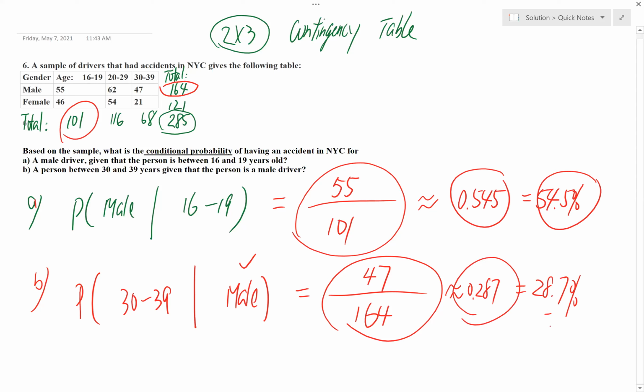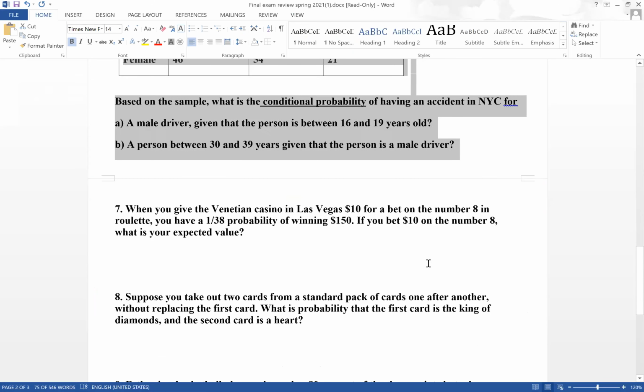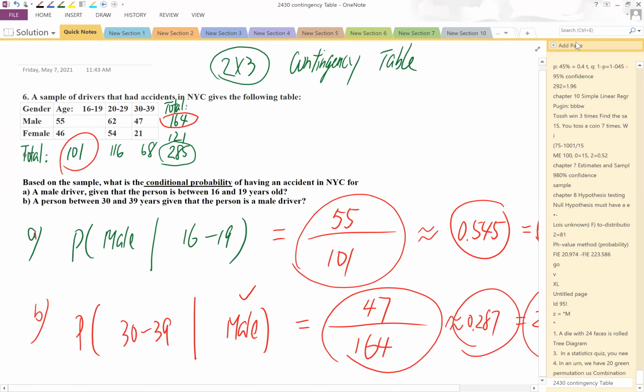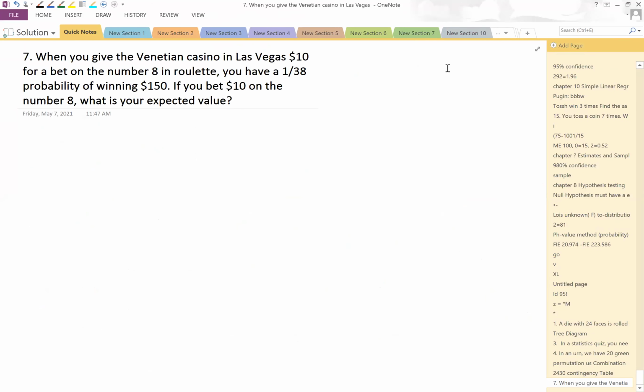All right. So this is question 6. And then let's move on to question 7 about expected value. And this has to do with one of the games in the casino. And that basically gives us an idea of your odds in terms of playing any one of the casino games. So when you go to the Venetian Casino in Las Vegas, you bet $10 on number 8 in roulette, right?